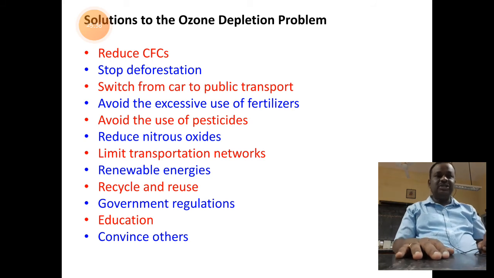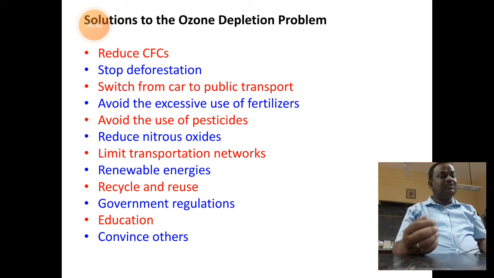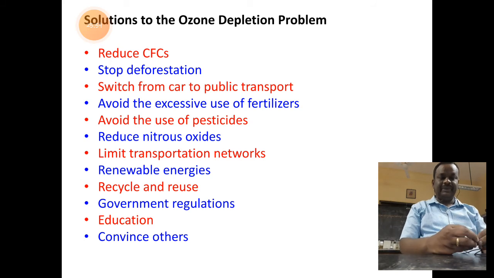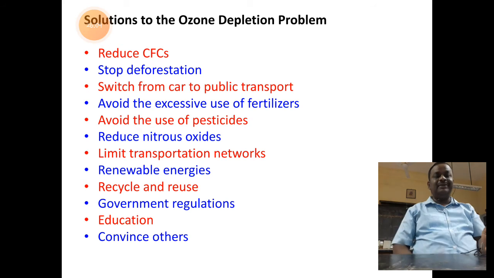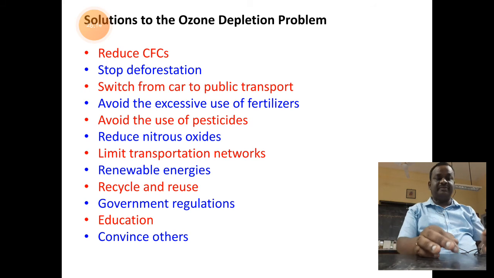Then, switch from car to public transport to reduce the emission of greenhouse gases. Most vehicles use fluid refrigerants or antifreeze fluids that affect the ozone layer. So, thereby, if we switch from the personal or individual usage of vehicles to public transportation, that will definitely reduce the greenhouse gases and thereby can facilitate ozone layer formation.